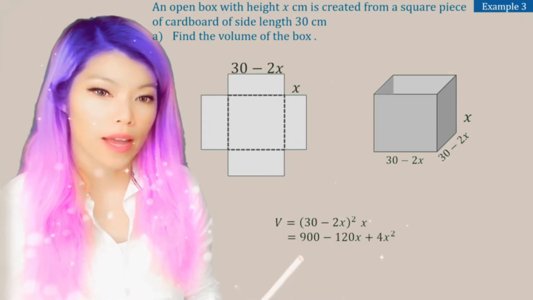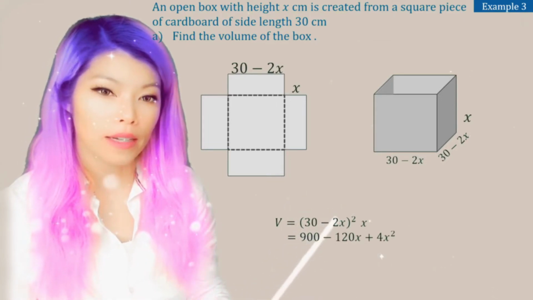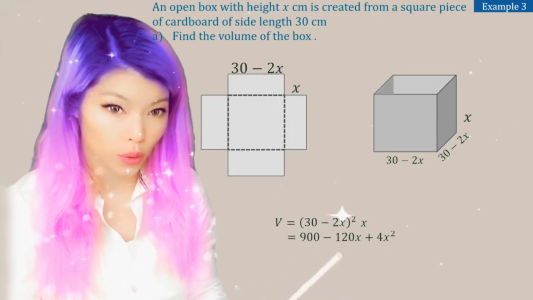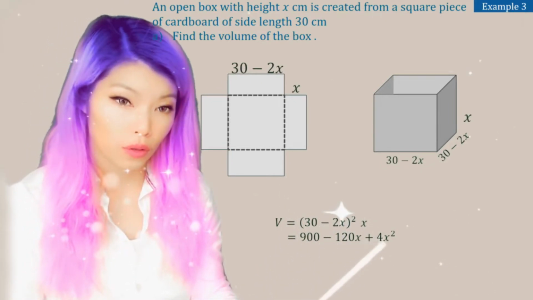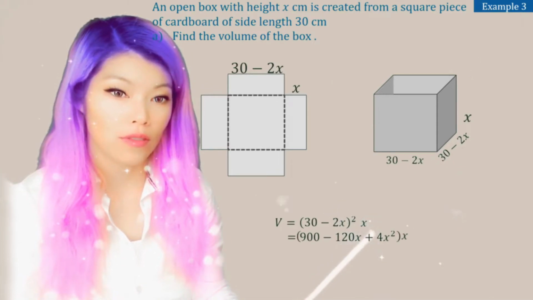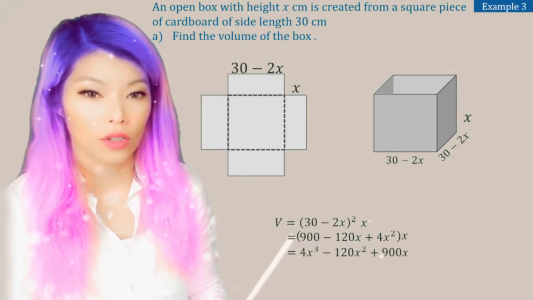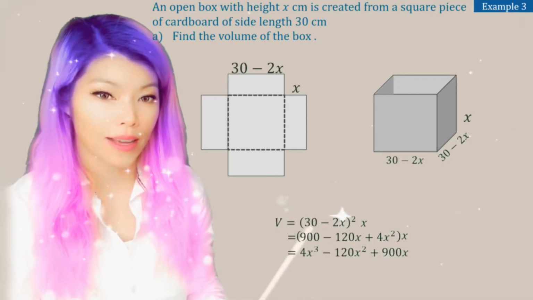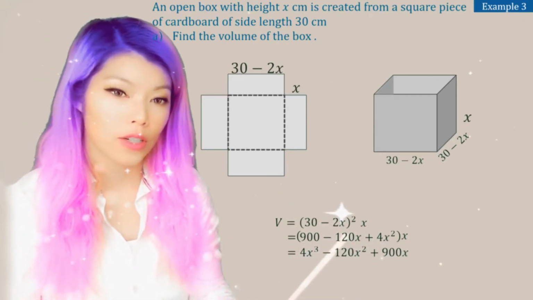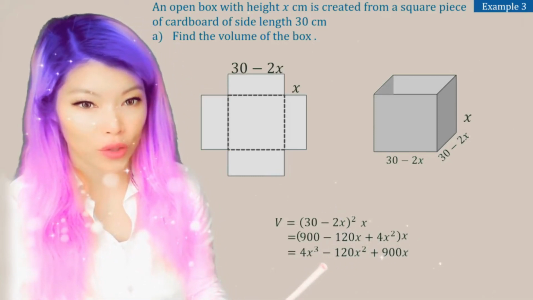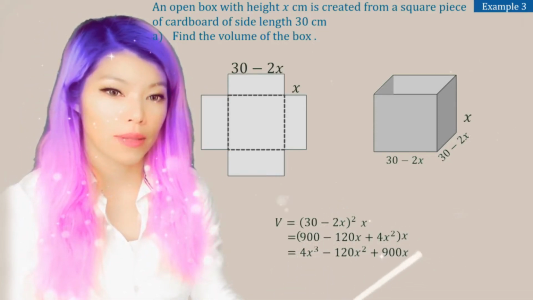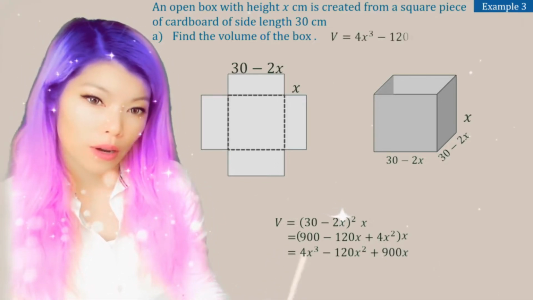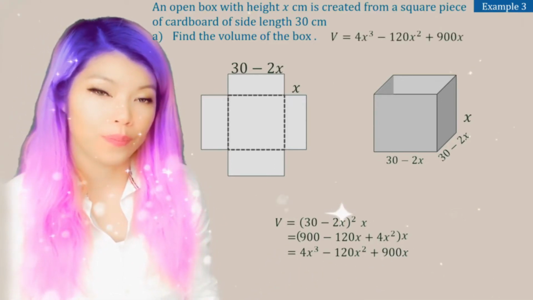Then when we expand it, we have 900 minus 2x times 30 is minus 60 times 2 is minus 120x. 2x squared is 4x squared. And then we have to multiply all that by x. I'm going to rearrange it so the highest power is to the left. So 4x squared times x is 4x cubed, minus 120x times x is minus 120x squared, and 900 times x is 900x. So the volume of the box is that equation over there.